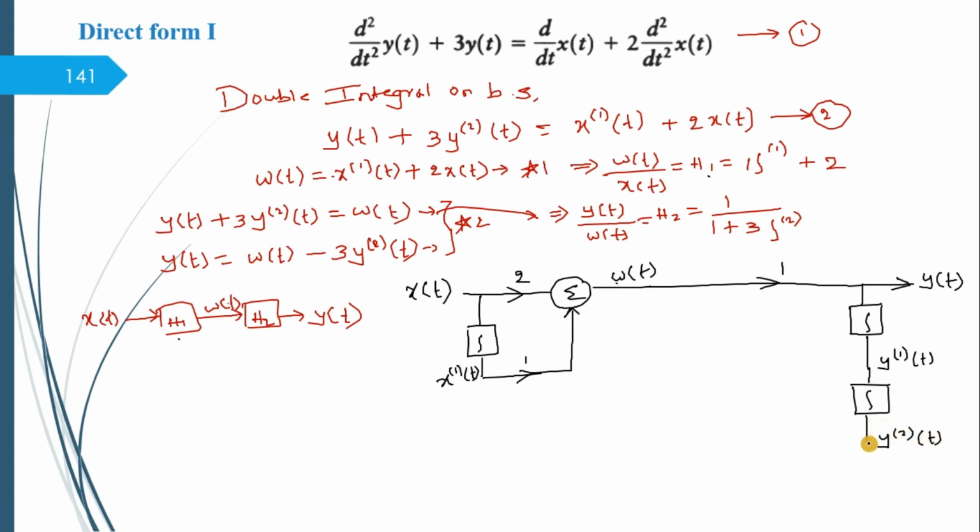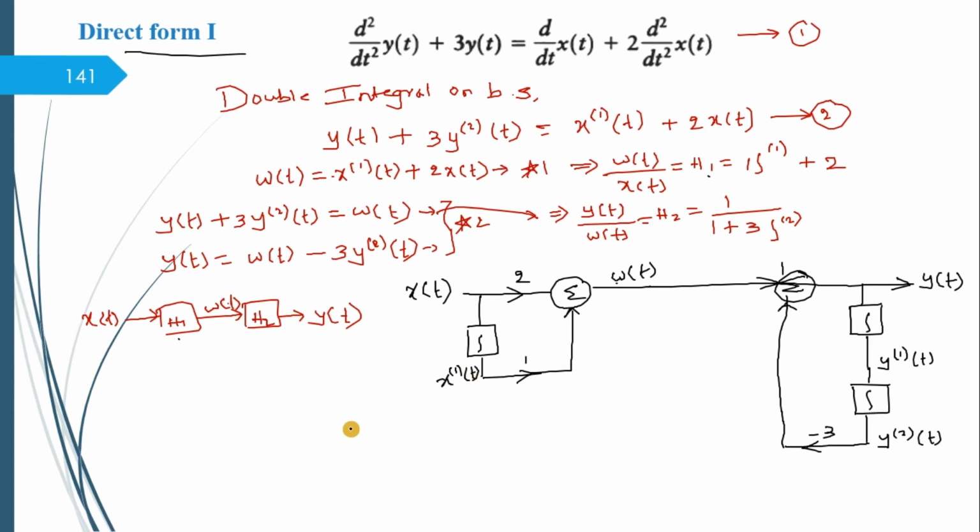Y2 of t is constant as minus 3. So I have to add it with this one. I have to take a summation here. Okay, so add it. That will generate y of t. This is direct form 1. I hope there are no doubts.